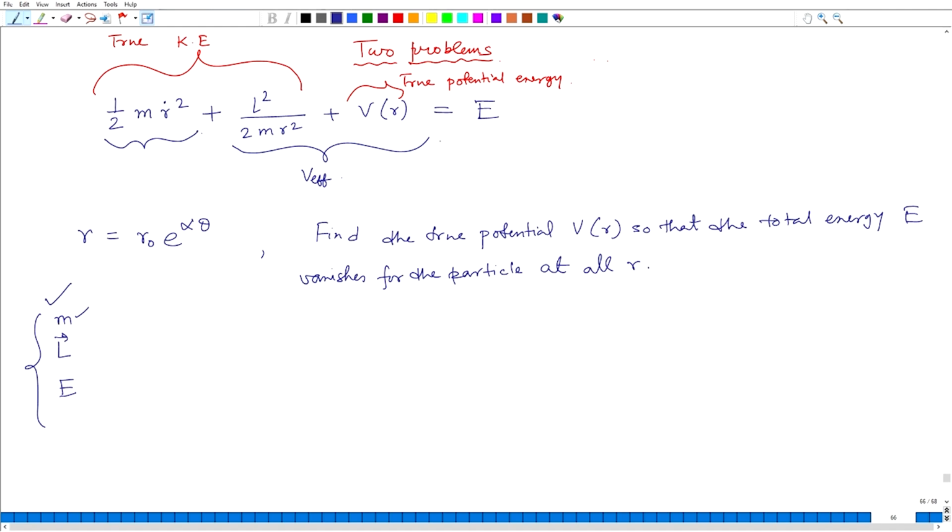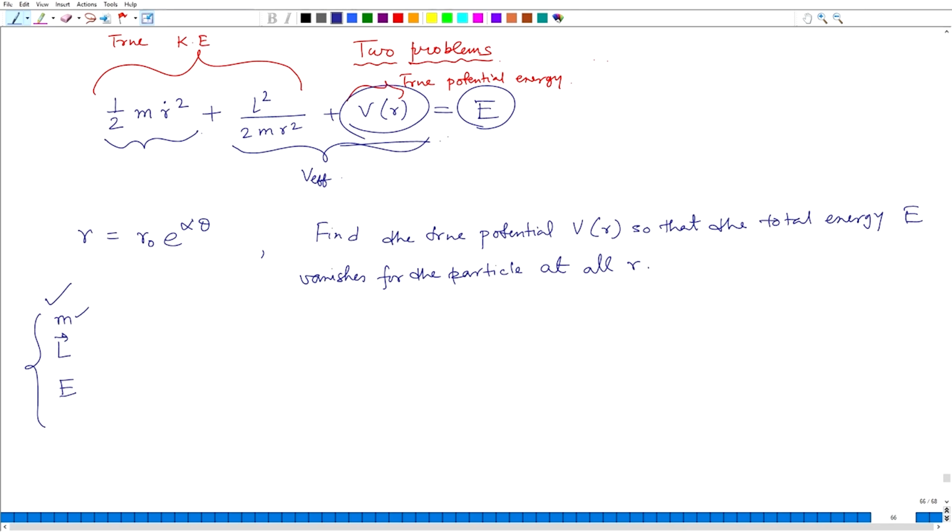Now, I have to find the true potential, that means this part, so that the total energy E vanishes for the particle at all r. That means that the true kinetic energy is exactly equal to the minus of the true potential energy. So, what will be the style to approach such problems?